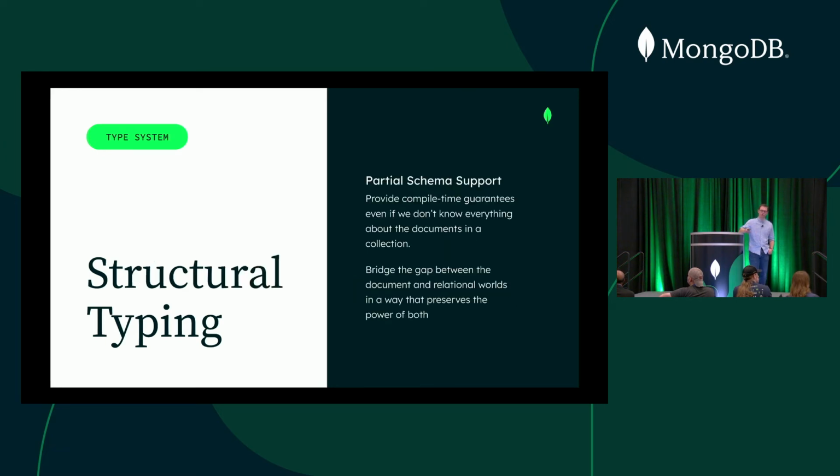Now, where does structural typing come in? Structural typing works in combination with static typing. In particular, one of the key benefits of structural typing is that it enables us to provide these compile time guarantees even in situations where we don't know everything about our collections. And this is crucial for making Atlas SQL useful for all kinds of expressive MongoDB data models.